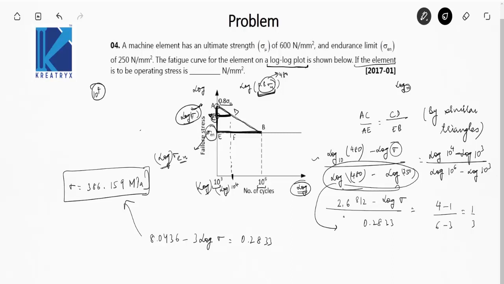So this is our answer, 386.159 megapascal. Check the units before putting the value; we have to put the value in megapascal. Let's move on to the next question.